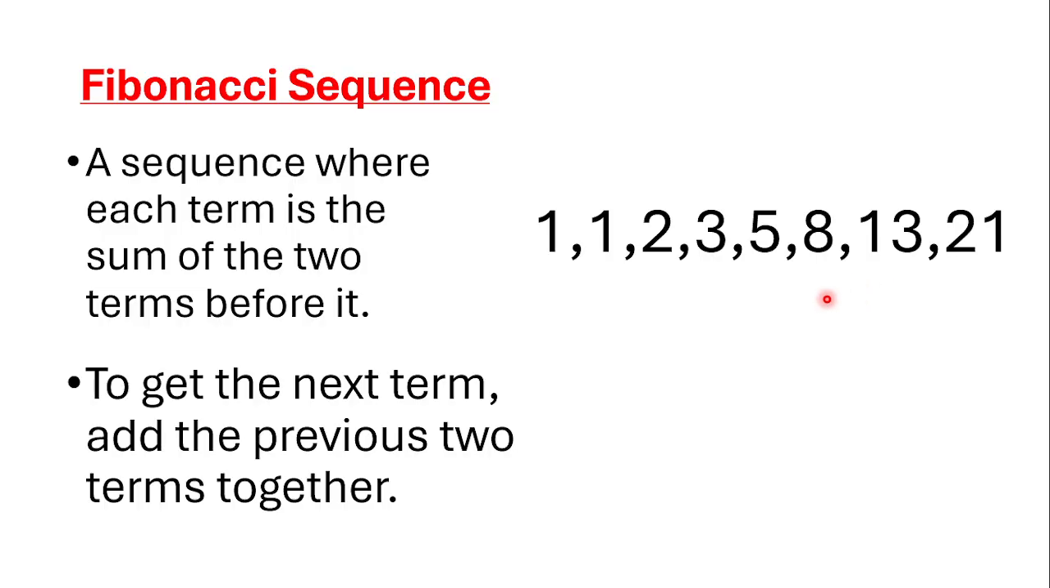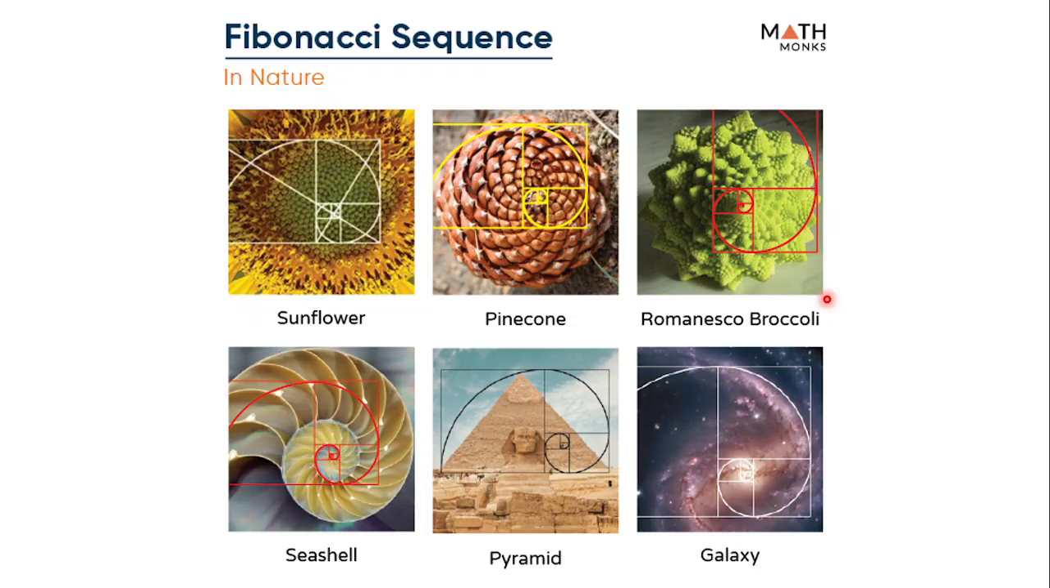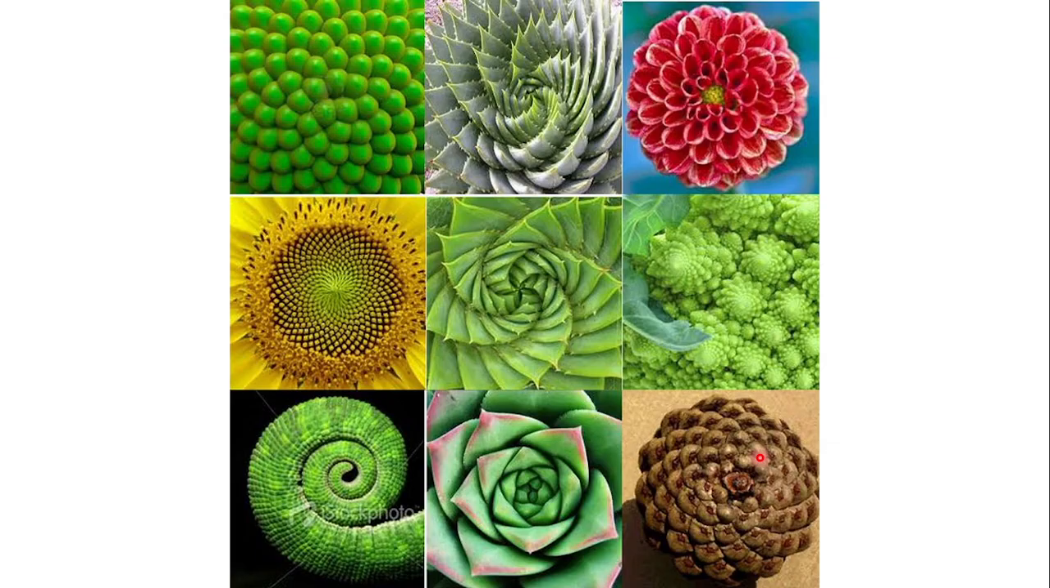Now, Fibonacci sequence is useful and we can find it in nature as well. So we can find the Fibonacci sequence in a sunflower. We can find the Fibonacci sequence in a pine cone. We can find it in broccoli. We can find it in a seashell. We can find it in a pyramid. And we can also find it in the galaxy. And here are other examples of the Fibonacci sequence in nature.